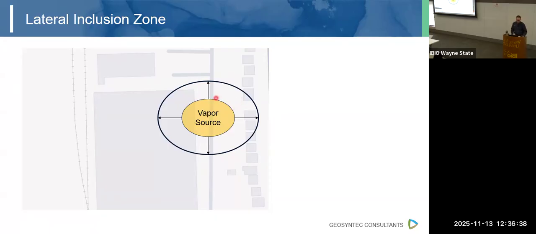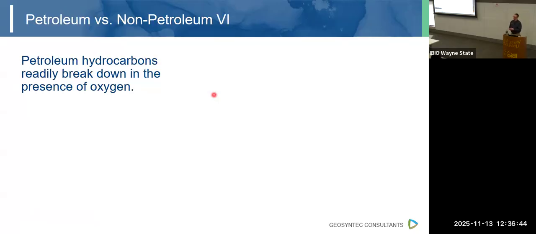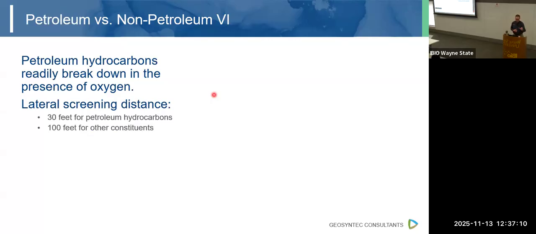What this inclusion zone distance is depends on whether your contaminant is petroleum or not petroleum. Typically, when we're thinking of not petroleum, it's more chlorinated solvents, things like trichloroethene, tetrachloroethene, perchloroethene, which is the old style dry cleaning solvent. Petroleum hydrocarbons readily break down in the presence of oxygen, which means they don't travel as far, either dissolved in groundwater or as vapor. So that means that the lateral screening distance is only going to be about 30 feet for petroleum hydrocarbons compared to 100 feet for non-petroleum contaminants.